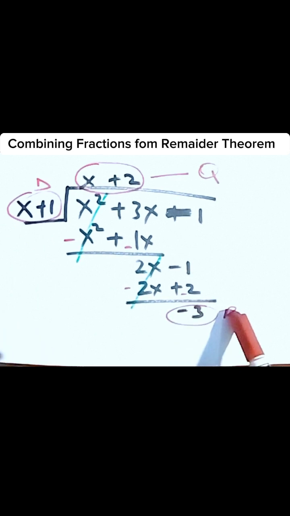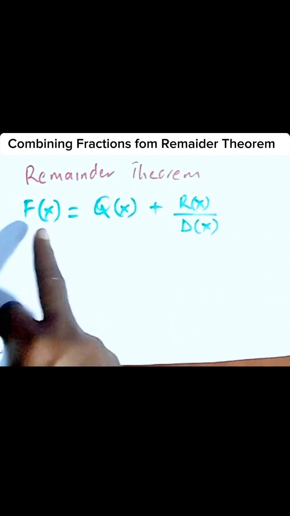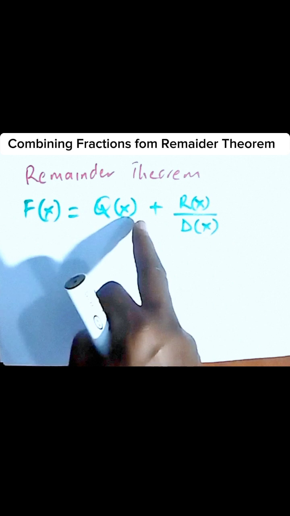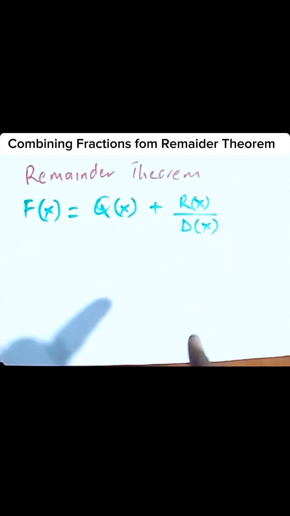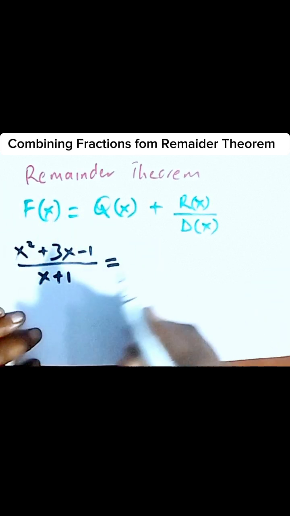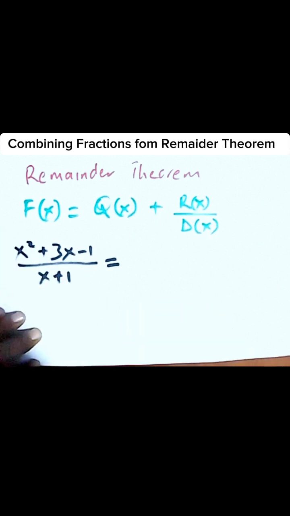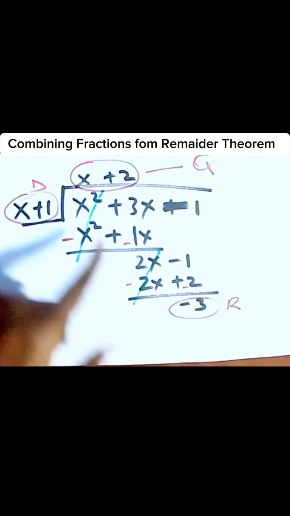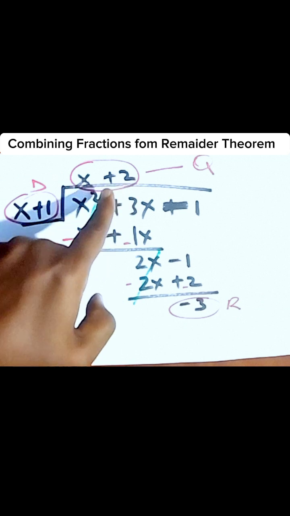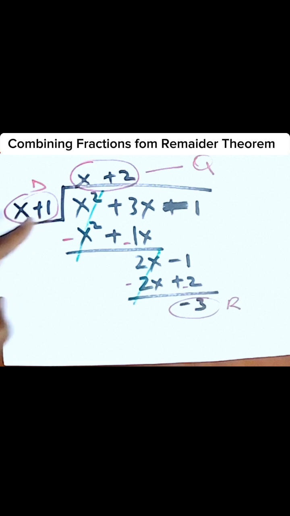So we went ahead to use the remainder theorem. So this is the remainder theorem, that f of x equals q of x plus r of x all over d of x. So we have basically gotten our q of x, r of x, d of x from the long division that we carried out. Our q of x was what again? So we said our q of x was x plus 2, r of x was minus 3, and d of x was x plus 1.